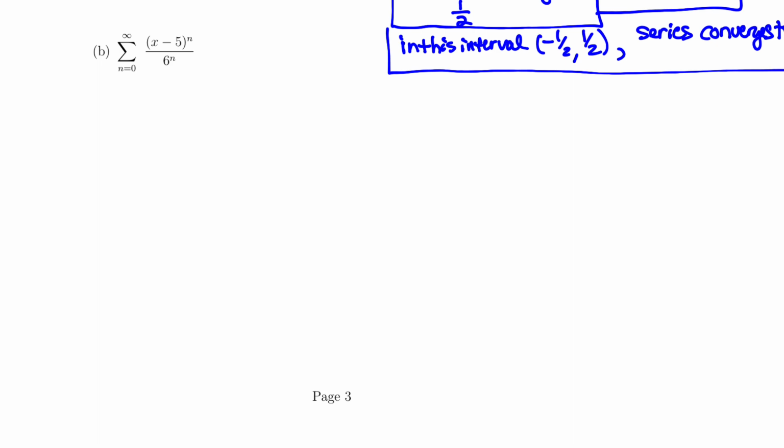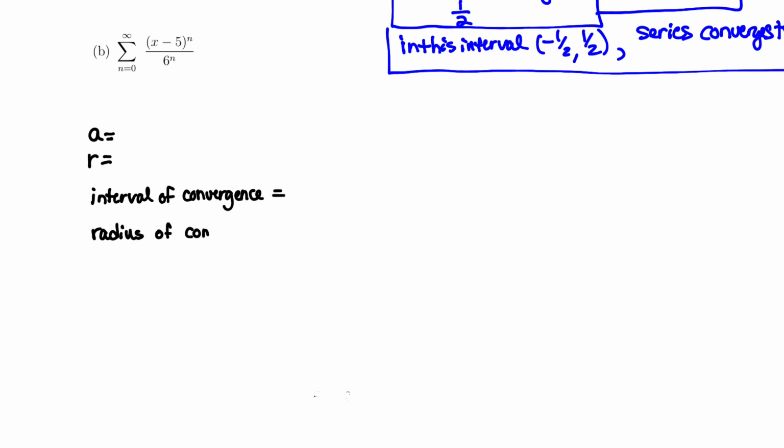The sum of (x minus 5) to the n over 6 to the n. n starts at 0 and goes to infinity. I want you to find the following elements. I want to know what is my a value, what is my r value, what is the interval of convergence, in other words, what values of x will cause this series to converge. I want my radius of convergence, what is half the distance for that interval. And finally, on this interval of convergence, what is the sum of the series?